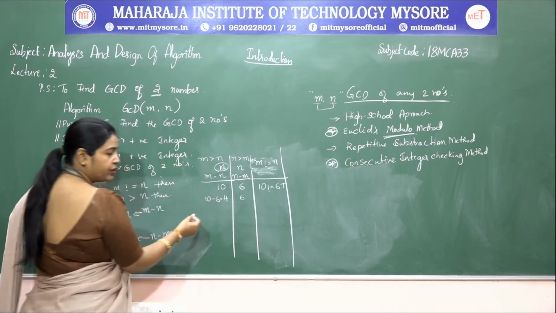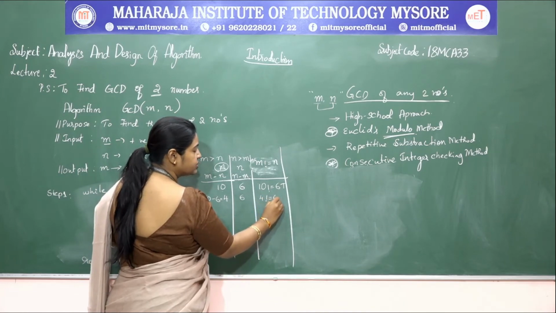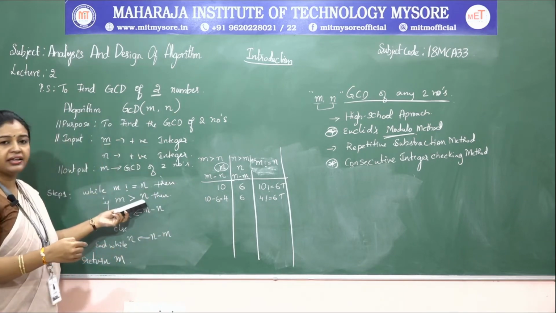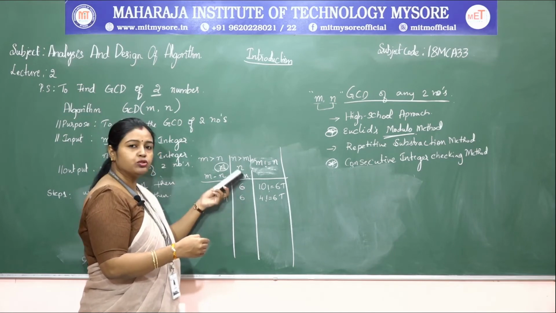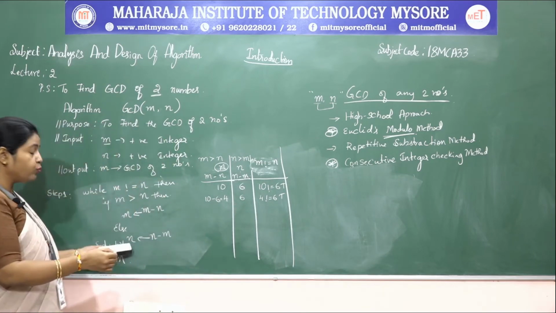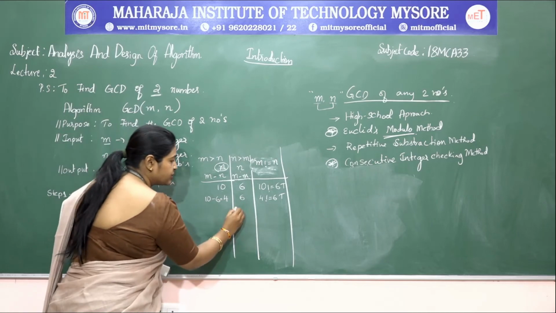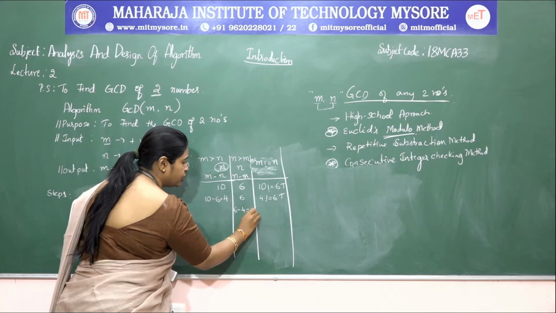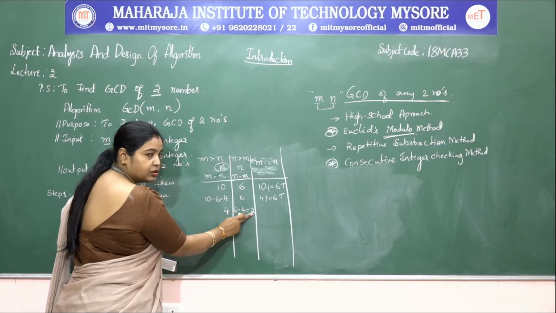Now, again in the while loop it comes back to this condition: 4 not equal to 6, true. Again we check the condition m greater than n. 4 greater than 6, false. If it is false, it comes to the else part, where we find n. n is equal to n minus m, so 6 minus 4, its value is 2. So m is 4 and n is 2.